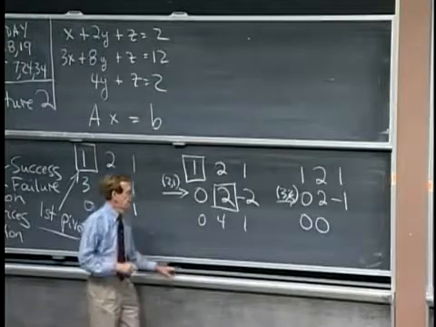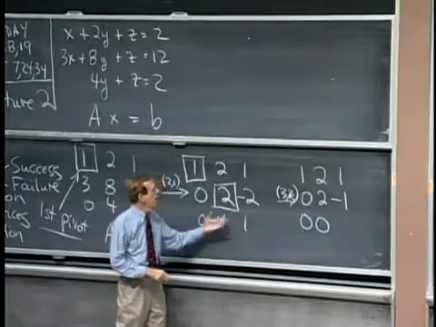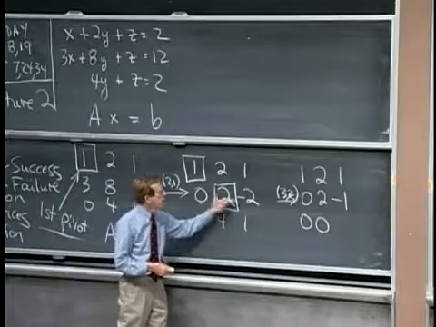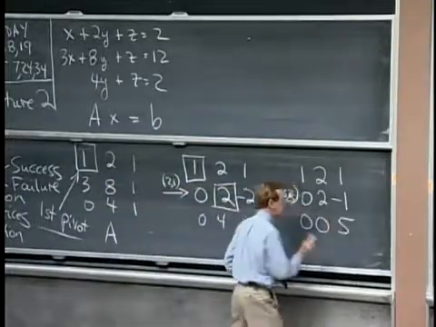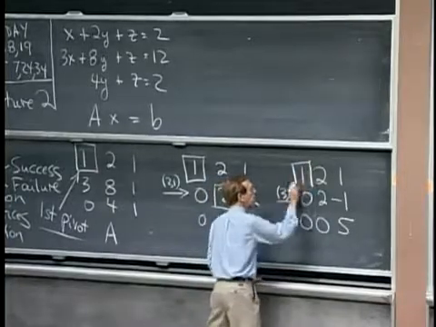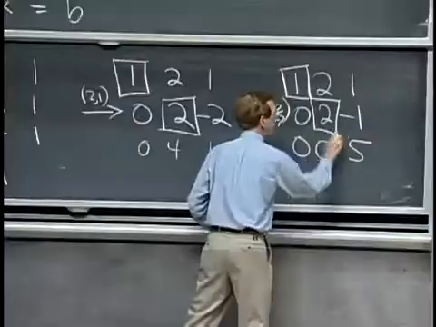Is that right? Because I have a 1 there, and I'm subtracting twice this, so I think it sits a 5 there. There's the third pivot. So let me put a box around all 3 pivots.